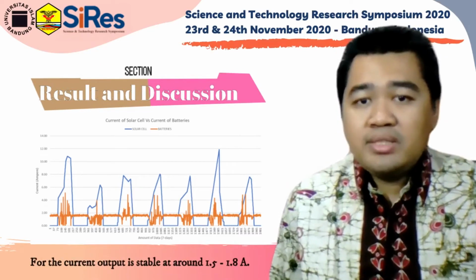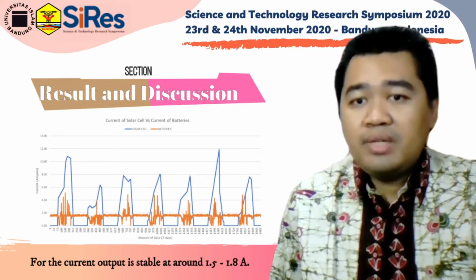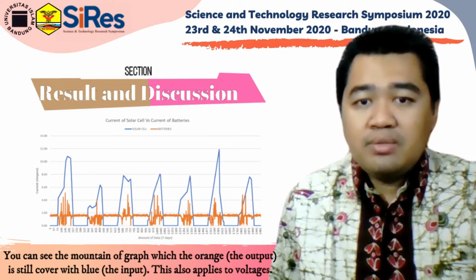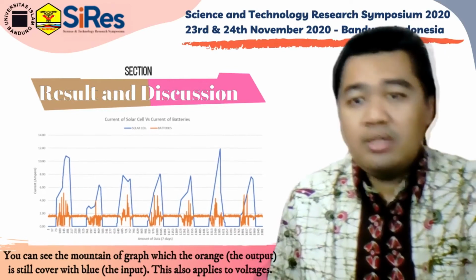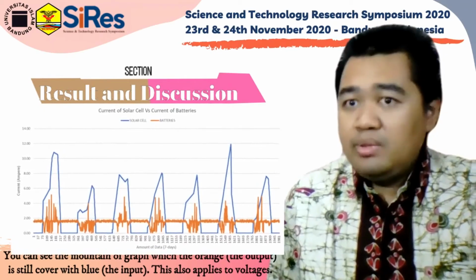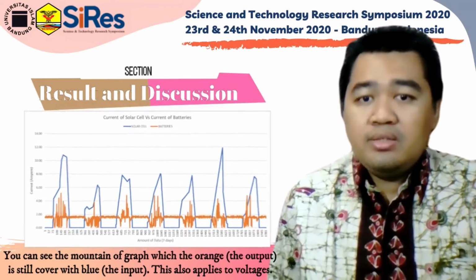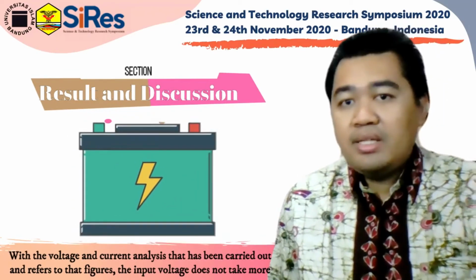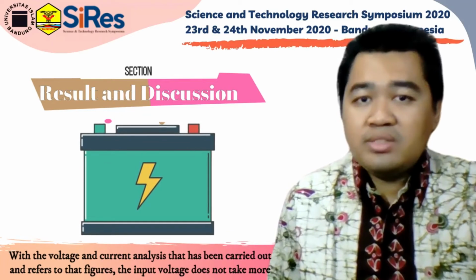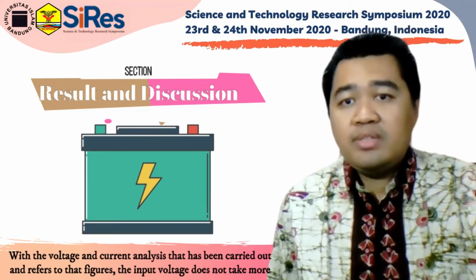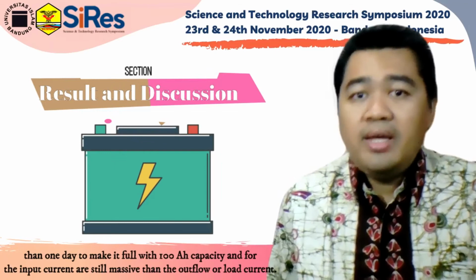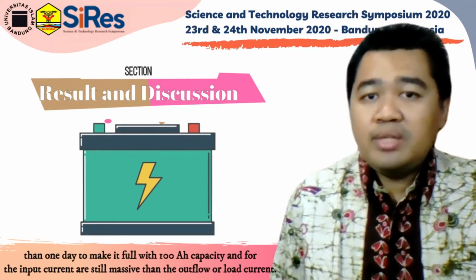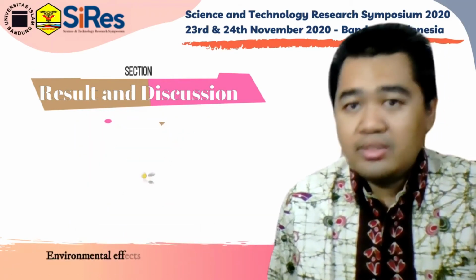But the output current is stable at around 1.5 to 1.8 ampere. You can see the mountain of the graph in orange, the output, is still covered by the blue, the input. So this also applies to voltage. With the voltage and current analysis that has been carried out, referring to the figures, the input voltage does not take more than 1 day to make the battery full at 100 ampere-hour capacity, and the input current is still much larger than the outflow or load current.